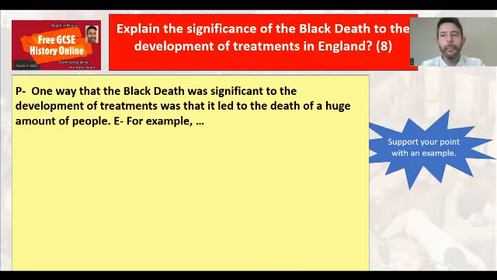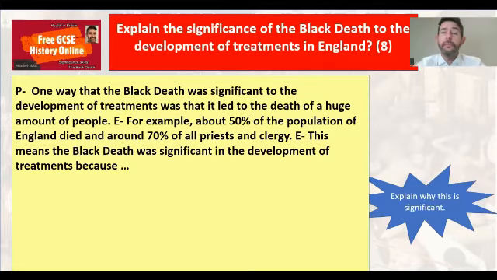All right, so for example, about 50% of the population in England died, and about 70% of the priests and clergy died. So there's my evidence. It's got some facts in it. It's really to the point. Now I want to explain. This means the Black Death is significant to the development of treatments because... So I need to explain the significance and how all these people dying affects treatments.